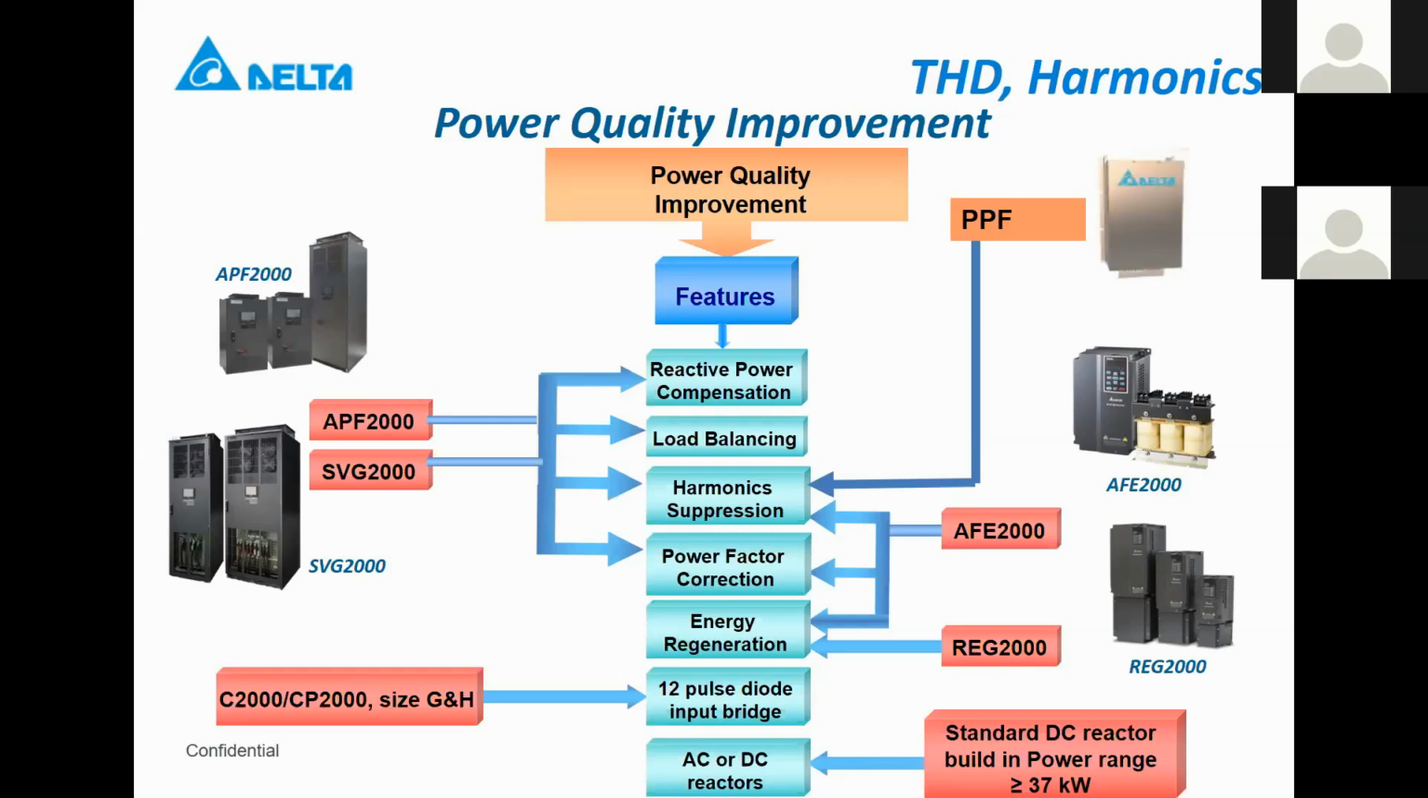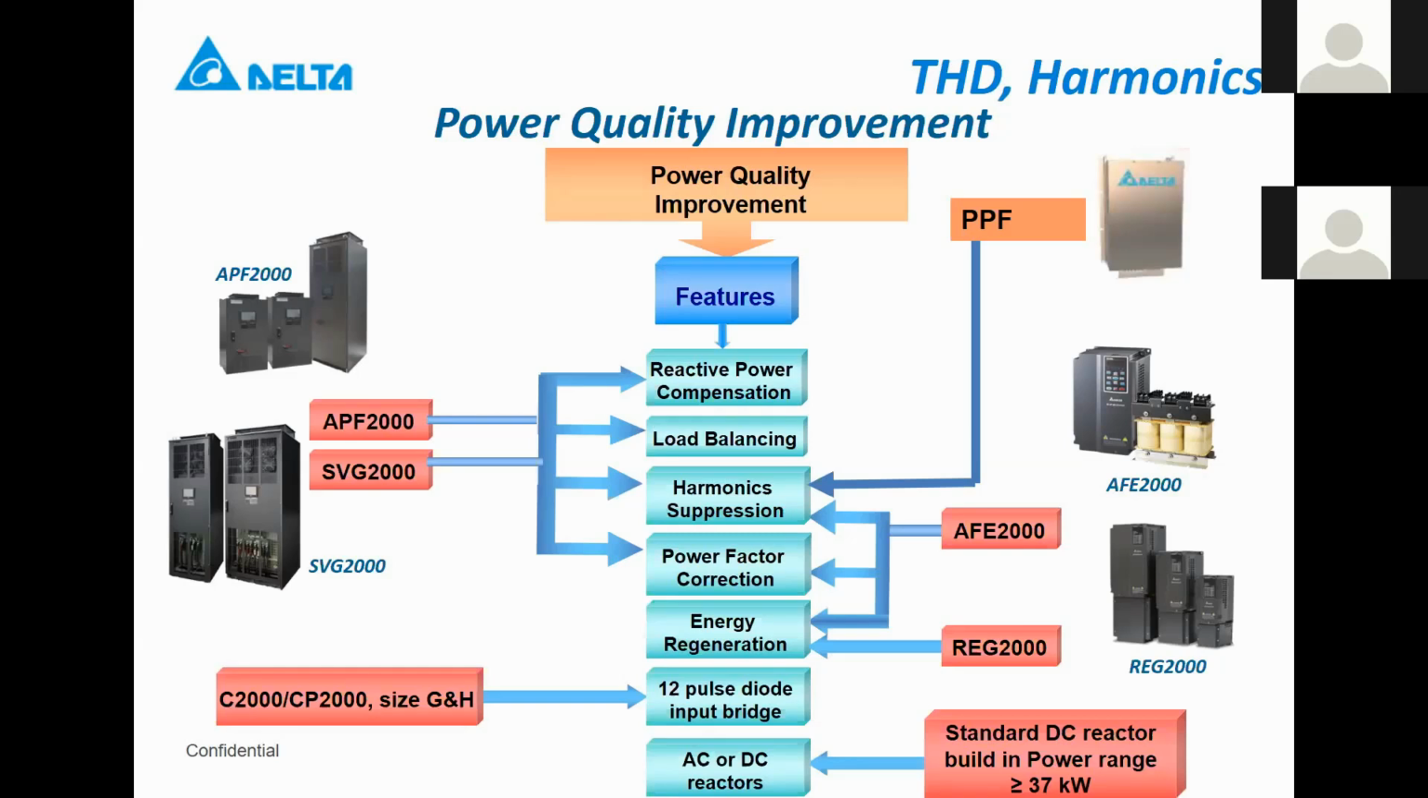The Reg 2000 is only for giving energy back to the main supply. It does not compensate really the harmonics, but it is a more high efficiency unit. Instead of burning all the power in brake resistors, you can also put it back to the main supply.